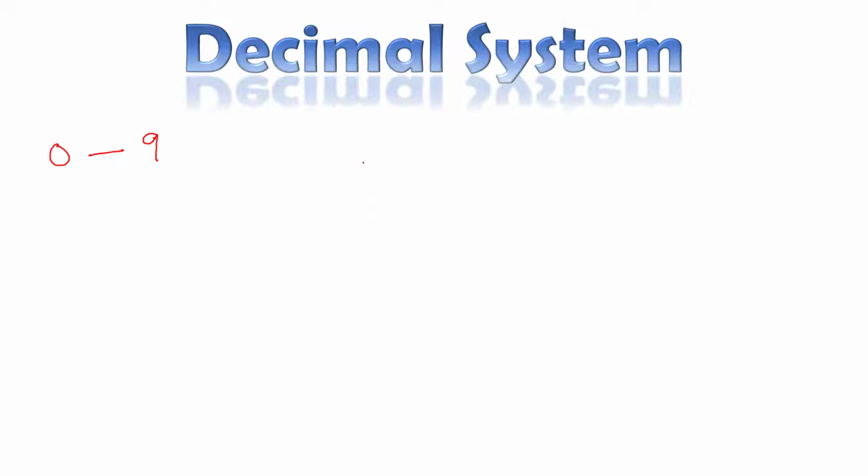So when you count, you go from 0, 1, 2, 3, 4, 5, 6, 7, 8, 9, and after that, the next number will be 10, and then 11, and so on. When you go to the number 11, you have two digits. You have a digit 1 and a digit 1. So how do you go from one digit to another digit? How do you know when to add another digit?